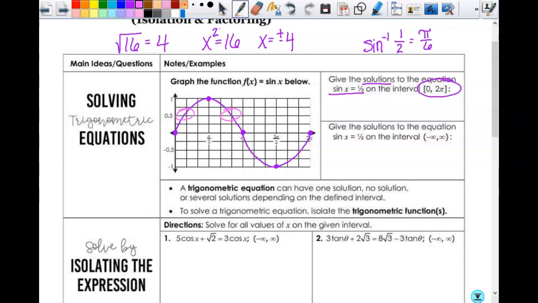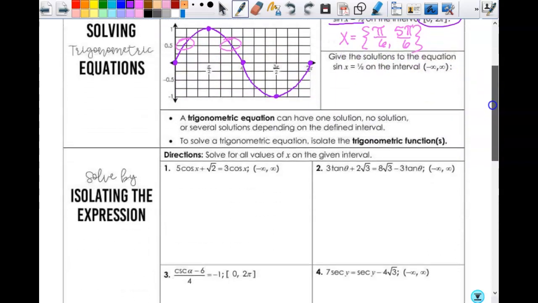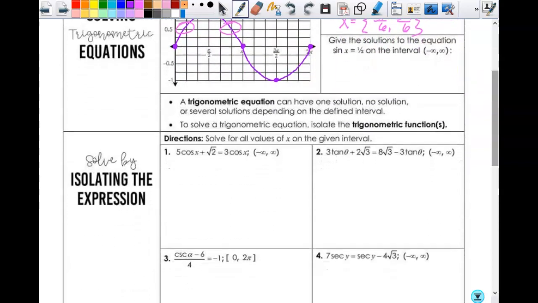Okay. So that means that x here is going to be pi 6 and what? 5 pi 6. Okay. We okay with that? All right, so then it says, give the solutions to the equation sine x equals 1/2 on the interval from negative infinity to infinity. So it's not just one time around the circle, it's the entire graph of sine, right?